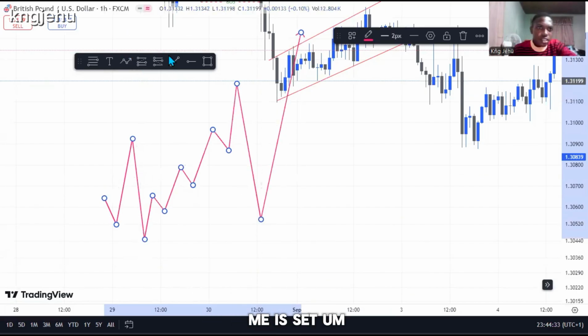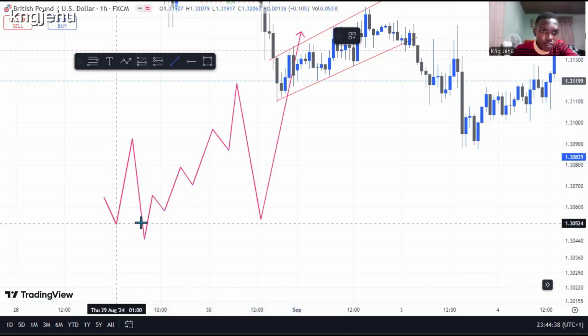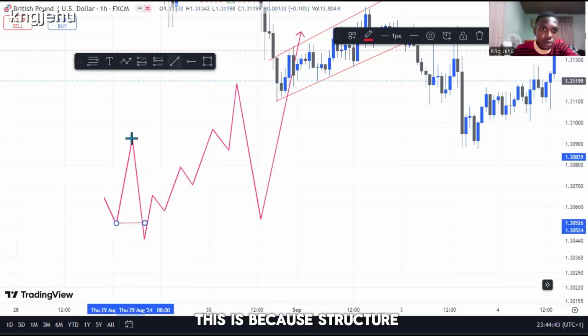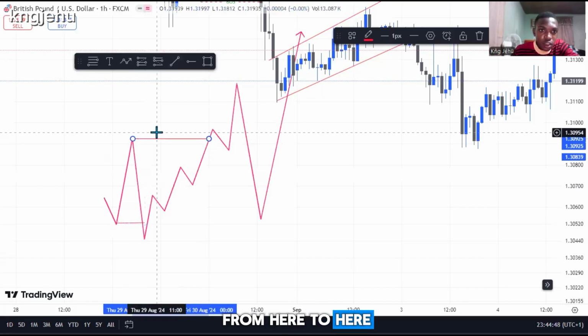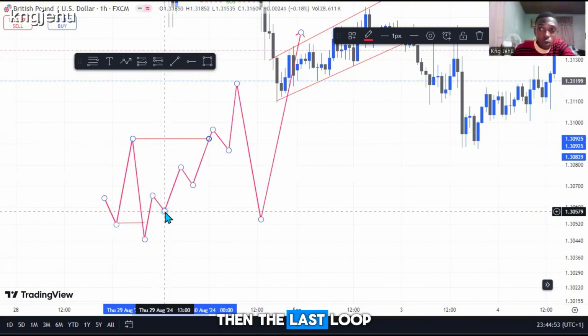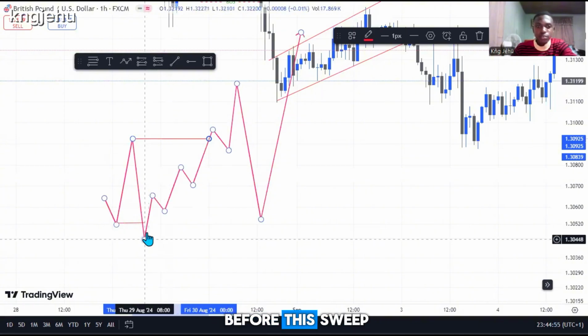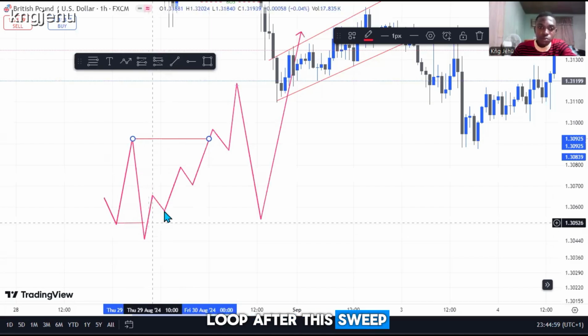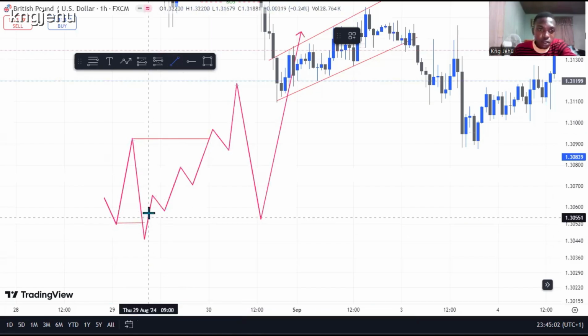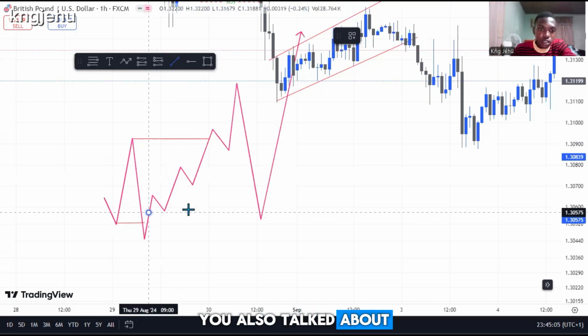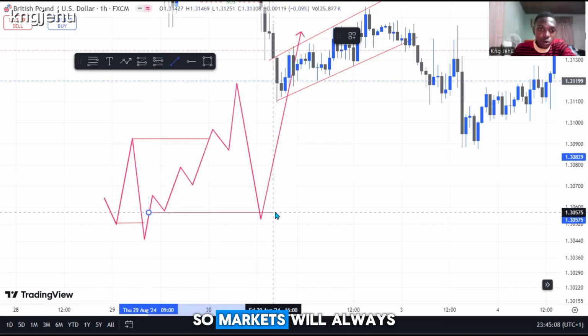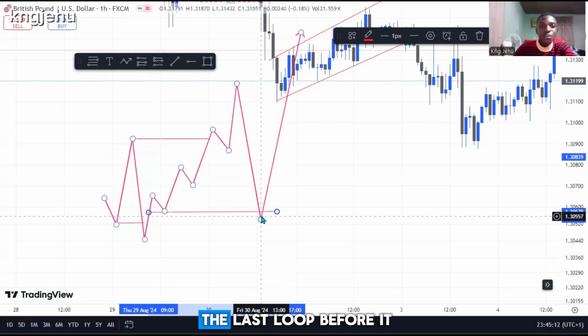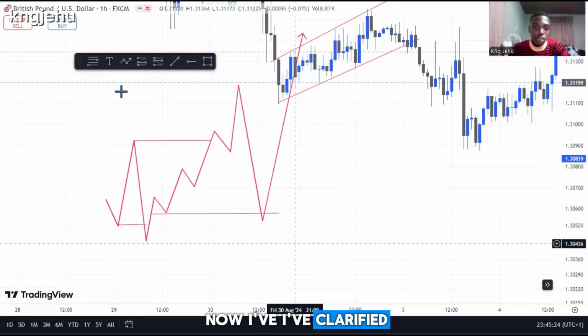I'm going to wait for the market to come back. One thing I also learned that really helps me is that after this, we have the break of structure from here to here, because in real life the market will not just play out exactly as you think. The last low after this sweep is your structural liquidity. When I was talking about the concept of liquidity, he also talked about this last low. The market will always come to take out the last low before it buys. So I think I've now clarified everything on this setup.